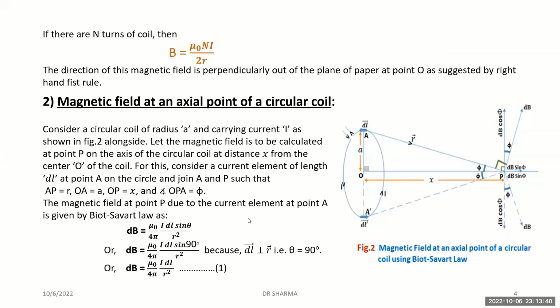To get the total magnetic field at point P, we must first of all think about the direction of this elemental flux density. According to Biot-Savart law, we can predict the direction, which is perpendicular to the plane containing both dl vector and r vector. Obviously, the direction of dB vector is perpendicular to r vector, here we can say.